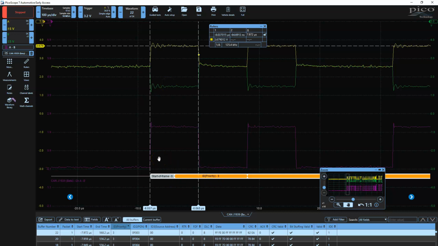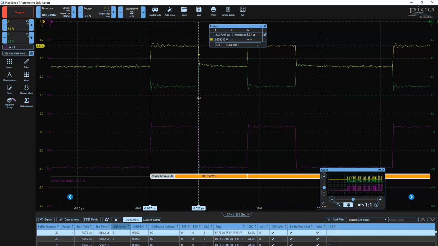If I look at this first start of frame, this has an ID or a priority of 3, so this is a pretty high priority message. The start of frame bit always has to be dominant. So we then have a dominant bit right after it, which is the first bit of the priority. So this being 3, which is in this case a 0, 1, 1 in binary.